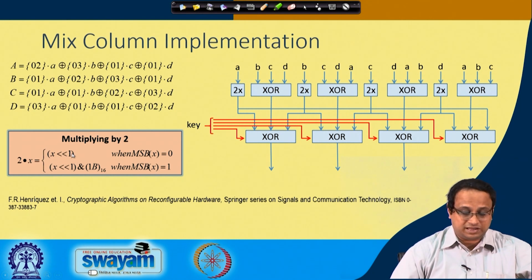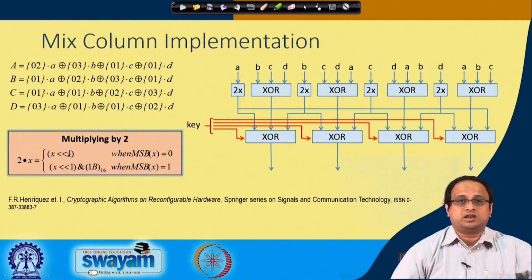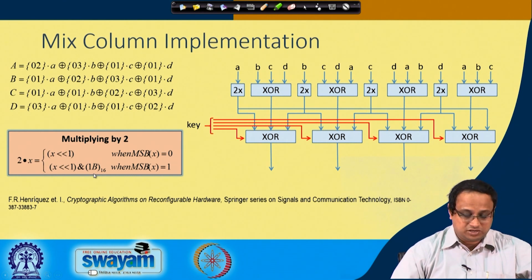But remember that is fine when the MSB of x is 0. When the MSB of x is 1, there is an overflow, and once there is an overflow, you need to do a modulo reduction with your irreducible polynomial, and that is denoted here by this step, where you are doing a modulo reduction with your irreducible polynomial for AES. So that gives you how to compute 2x.